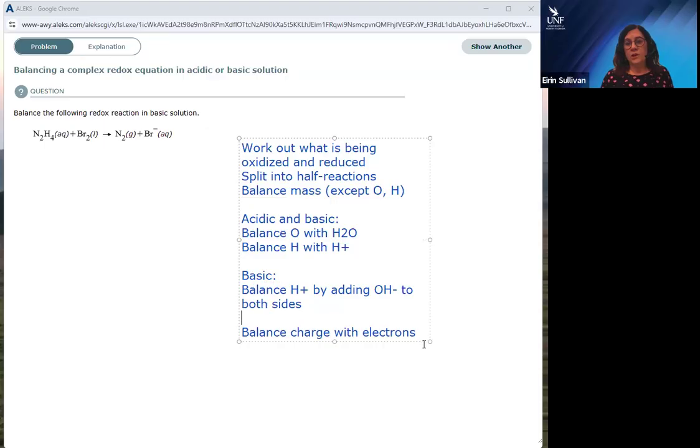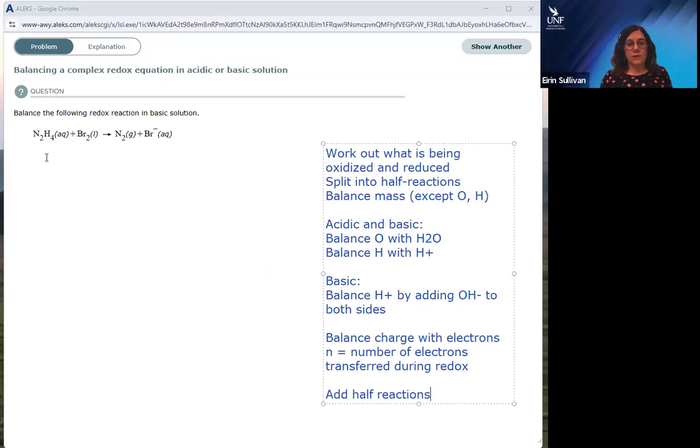Then we balance the charge with electrons, and that gives you the number of electrons being transferred, which is useful for a lot of chemistry problems. It's always useful to be mindful of how many electrons are being transferred during the redox process. Then we add the half reactions together. That is the basic premise of what we do when we balance.